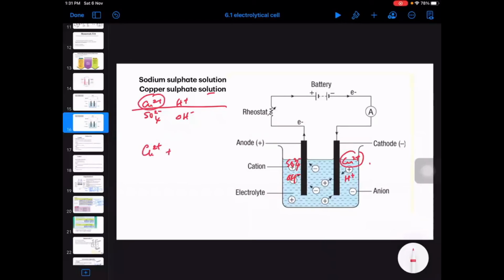It will receive electrons. It has 2 plus here. That means copper ion lacks 2 electrons, so that's why it's 2 plus. So we give it 2 electrons so that it can become a no charge copper atom. Copper is a metal, so all the metals will remain as atoms. So you will see a layer of copper stick on the cathode.